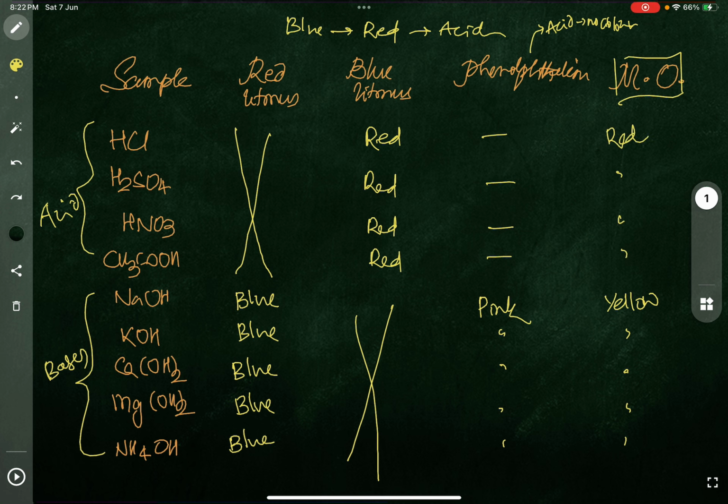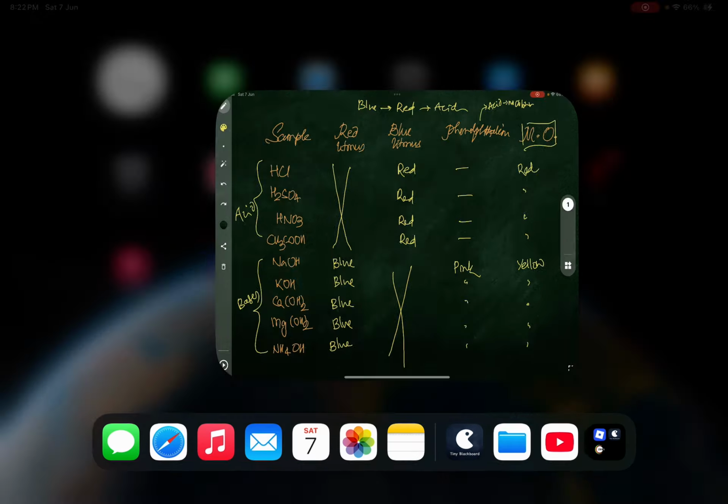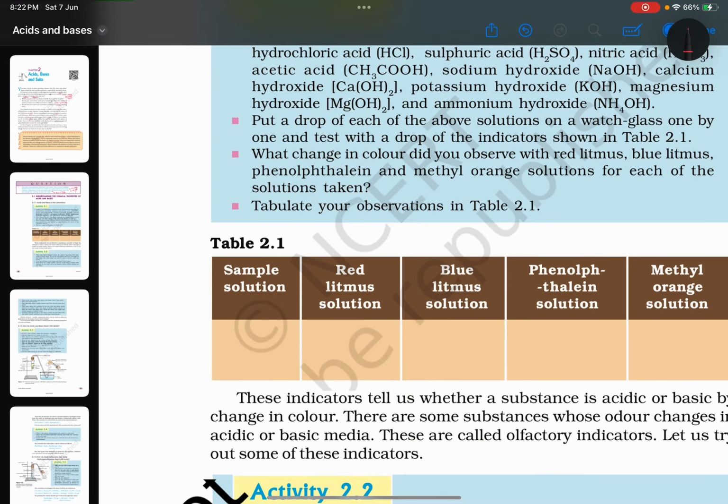Okay, now we have tabulated HCl, H2SO4, HNO3, and acetic acid, NaOH, KOH, calcium hydroxide, magnesium hydroxide, and HOH. If possible, ask your teacher to show at least one or two. Maybe your lab contains some litmus papers, and otherwise, you can at least see YouTube videos. Better to do practically in the lab. Phenolphthalein, methyl orange are definitely available in your lab. Litmus papers depends on your school. Fine. Come back where we are.